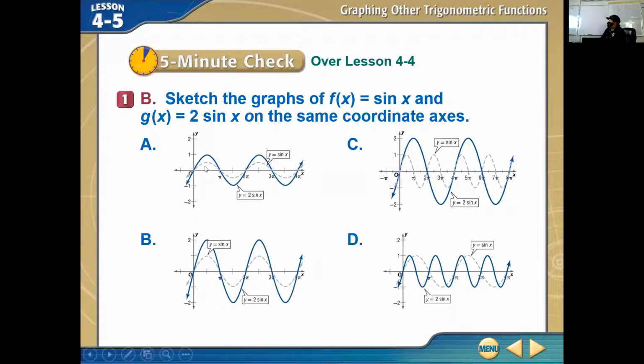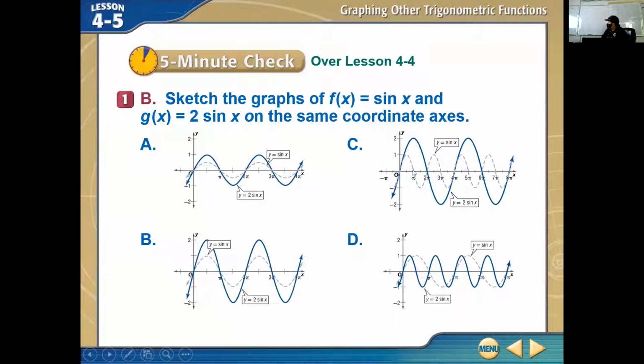So let's look at A first. You can see this dotted line is sine of x, and we don't reach our maximum. This dotted line is more like 0.5 times the sine of x, whereas 2 sine of x should touch the amplitude of 2. The x-axis is our midline. So since we have a factor of 2 for the amplitude, we should be 2 units away from the x-axis. This one doesn't work. Okay, let's look at answer C.